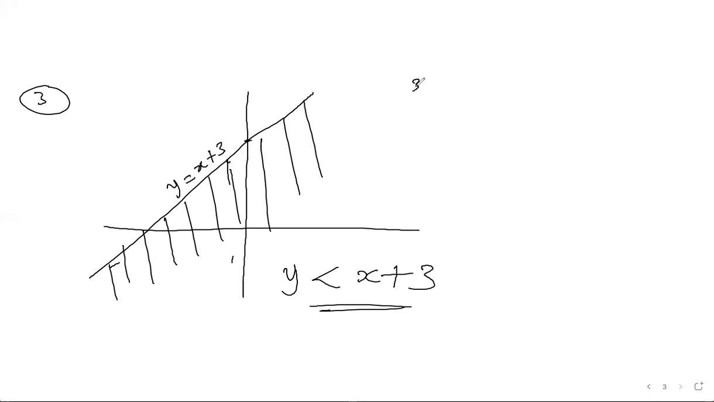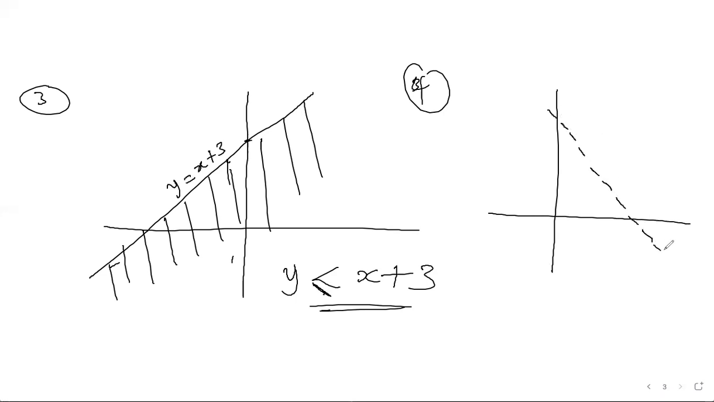So let's look at another one. Sorry, the line is continuous, there must be equals. Let's forget that. Let's look at one more for this. This is a broken line, and this part is shaded, and the equation of the line is y equals 2 minus 2x. So how do we write the inequality?